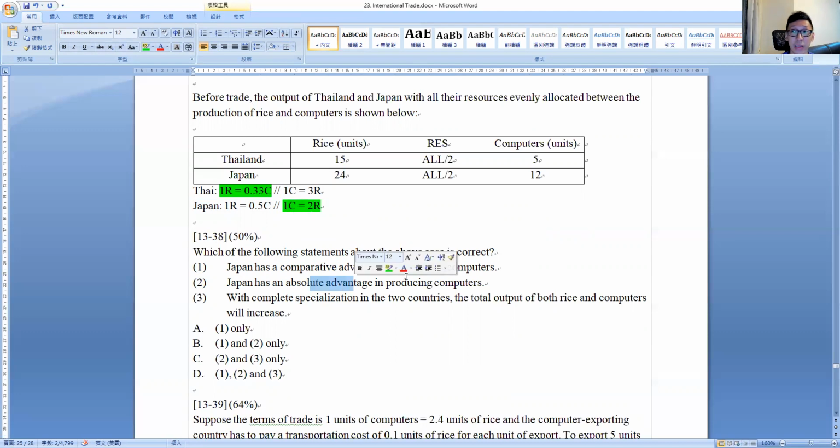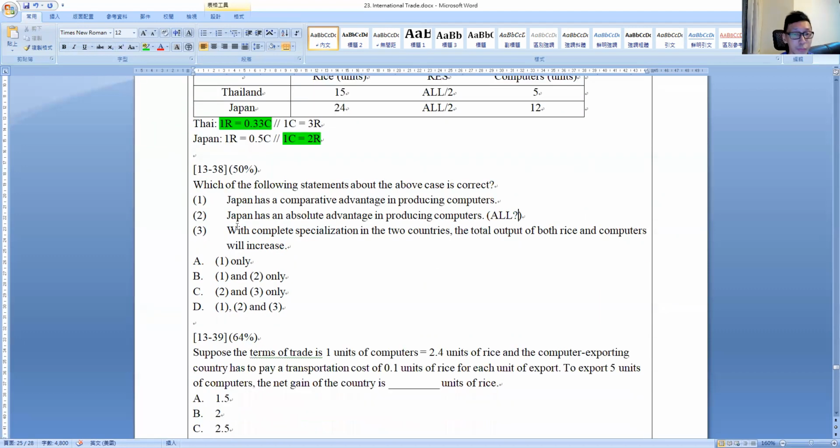Absolute advantage. 一定之錯 because you know it is all. 係咪我講咗好多次啦？ When it is all, meaning you do not know how much it is. So you cannot determine the productivity. So, what is all? We do not know. Number 2 is wrong. 唔使睇啦，答案得一隻。Now, but the funny thing is here, 3. With complete specialization in the 2 countries, the total output of both rice and computer will increase.